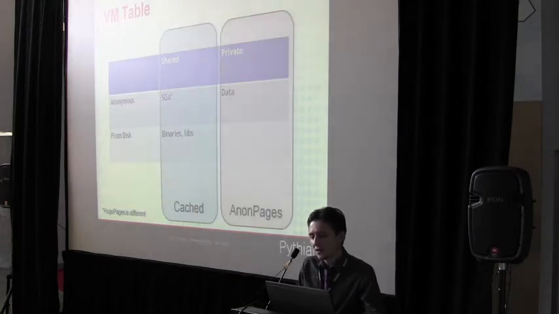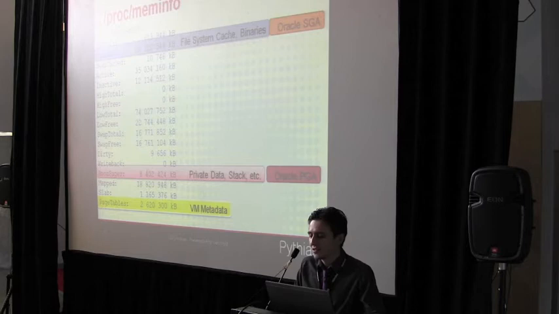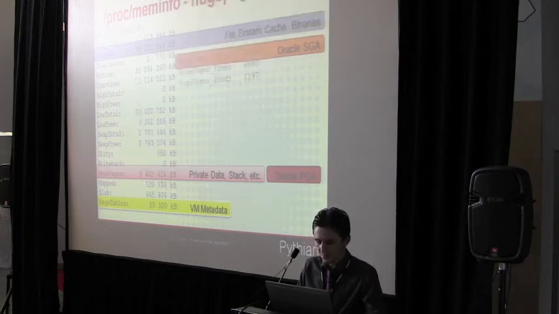And you can see that SGA is reported in the cache section. So in the same section that your file system cache is reported is where the SGA is reported. So in this case, it says 38 gigabytes of cached. So this is file system cache, binaries, and Oracle SGA. This can be very confusing, because the SGA doesn't come from disk, yet is reported as cached.